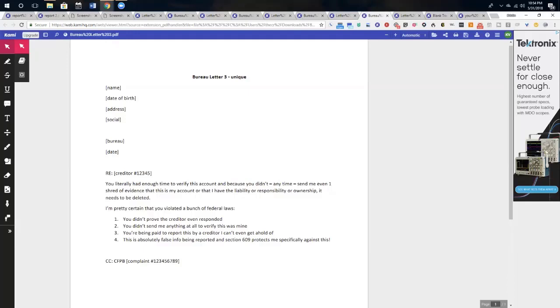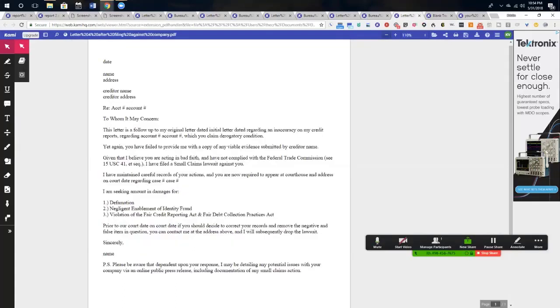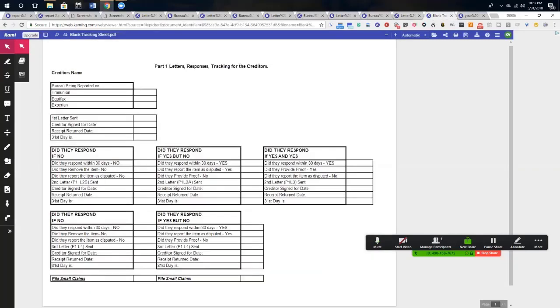Okay, so you literally had enough time to verify this account because you didn't at any time send me even one shred of evidence that this is my account or that I have the liability, responsibility, or ownership. It needs to be deleted. And then you're going to tell them what they're in violation of, but in a very personable way. Because remember, you're not an expert, you're a regular old Joe or Jane, and that's all that needs to come across. Okay, so your last resort is to take them to court, and you would send this letter with a copy of the complaint, as simple as that.